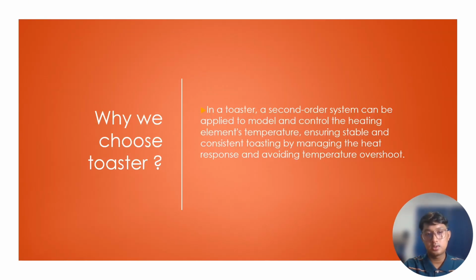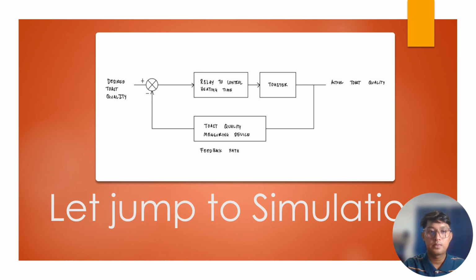And why did we choose a toaster? In a toaster, a second order system can be applied to model or control the heating element temperature, ensuring stable and consistent toasting by managing the heat response and avoiding temperature overshoot. So let's jump to the simulation.